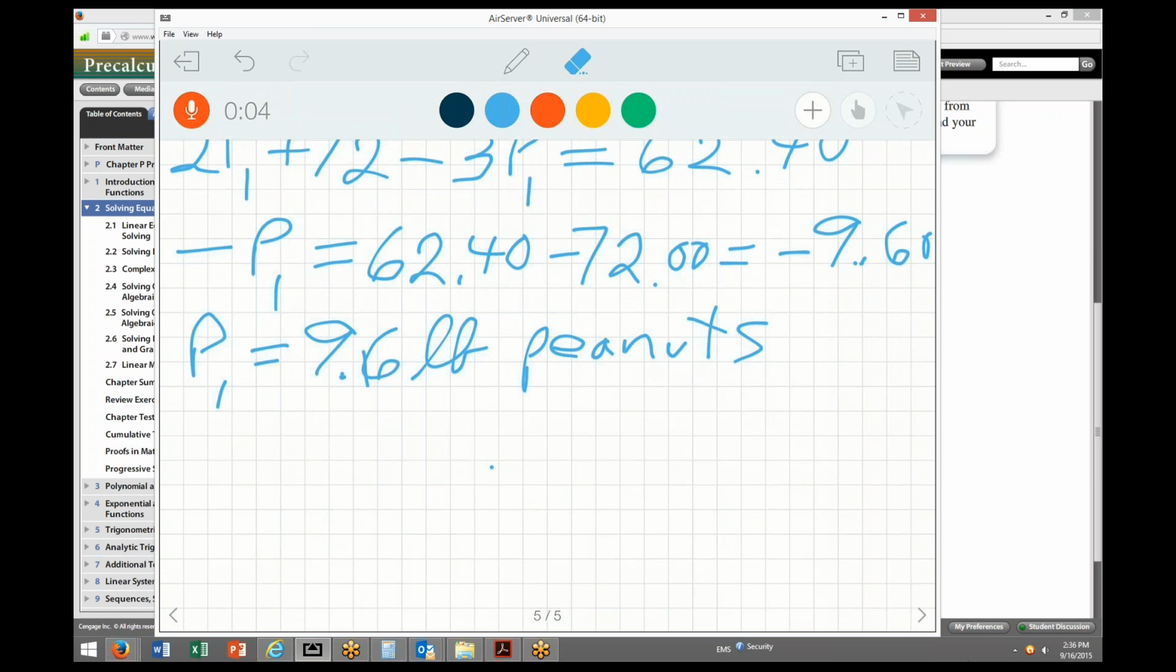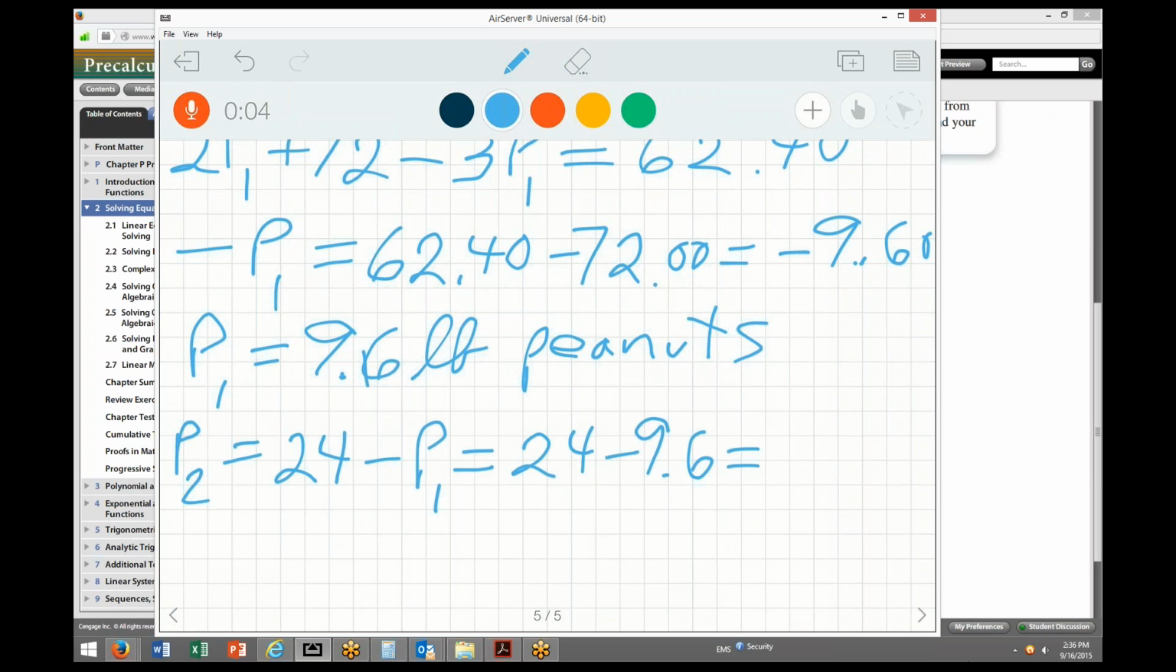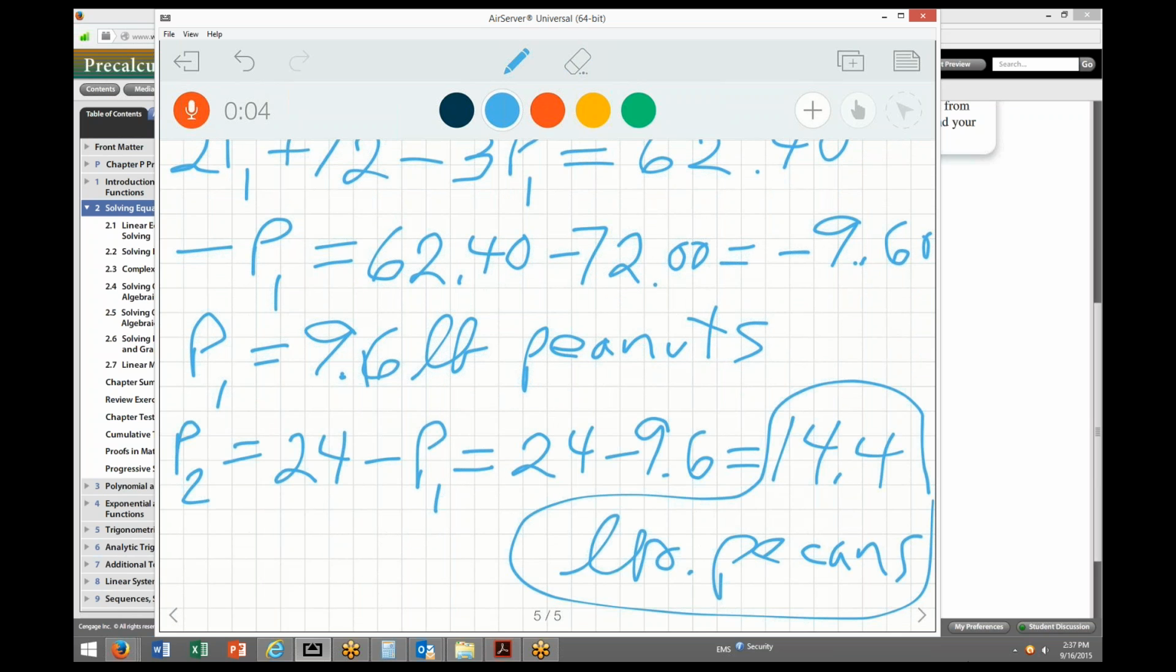And so remember that P2 is just 24 minus P1, so it's just 24 minus 9.6. So P2 is just 14.4 pounds of pecans. So we got our answer.